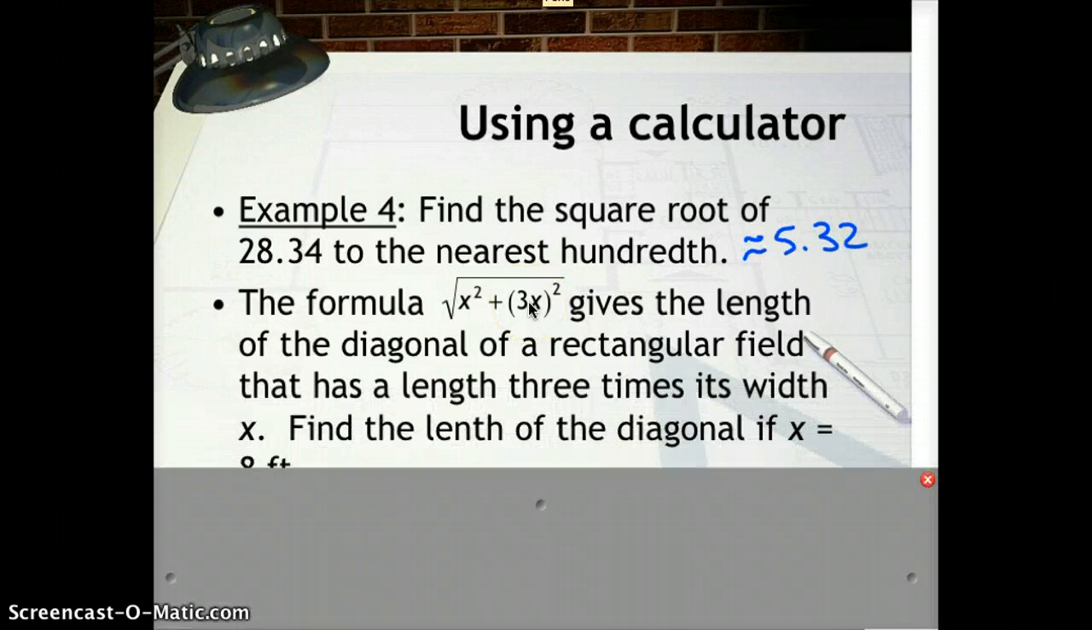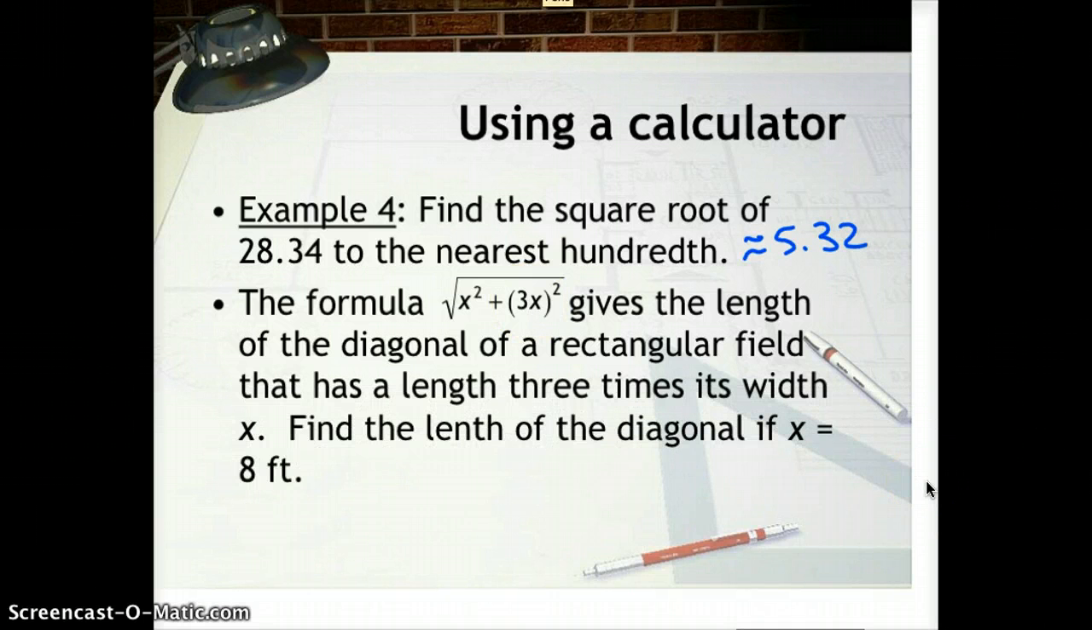We're going to probably use a calculator on this problem. The formula, the square root of x squared plus the quantity 3x squared, gives the length of a diagonal of a rectangular field that has a length 3 times its width, x. Find the length of the diagonal if x equals 8 feet. Try that one on your own and look and see what I do.